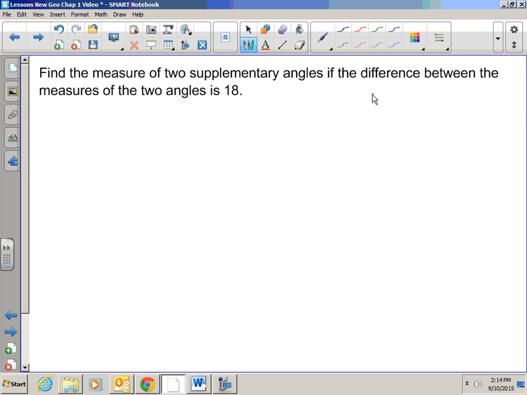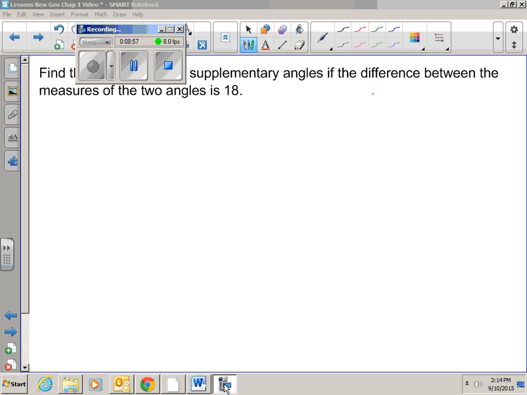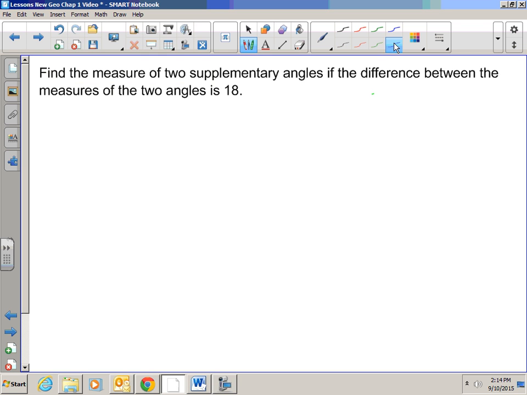Okay, we're going to try this one. Find the measure of two supplementary angles if the difference between the measures of the two angles is 18. Probably the easiest way to do this problem is I'm going to do some algebra. So I'm going to call my first angle angle 1. I call my second angle 2. I'll let my first angle be x since I don't know what it is. I know my second angle is going to be x plus 18 because these two angles have a difference of 18. In other words, x and x plus 18 have a difference of 18.